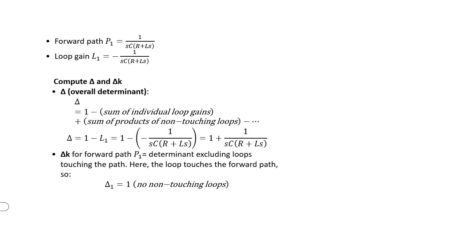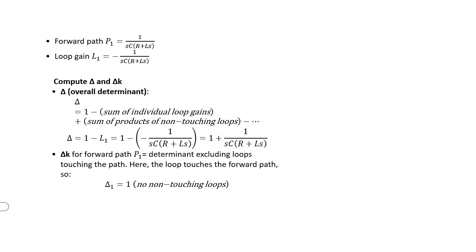Now we apply Mason's gain formula. First, we find the forward path. There is one forward path. The gain P1 is 1 over R plus SL multiplied by 1 over SC. Next, we find the loop gain. There is one loop, from I to Vo and back to I. The loop gain L1 is negative 1 over R plus SL multiplied by 1 over SC.